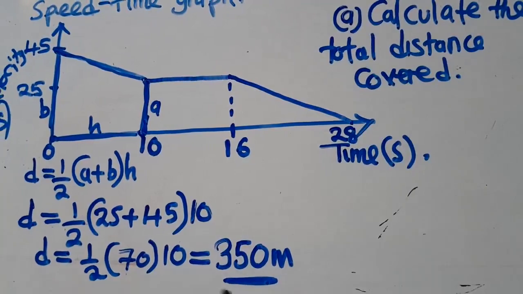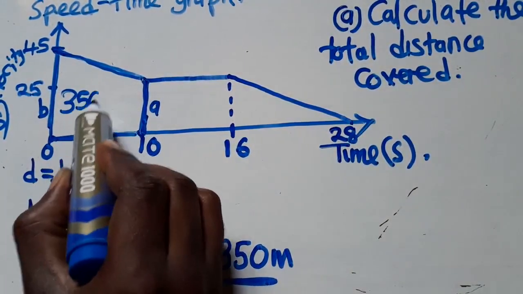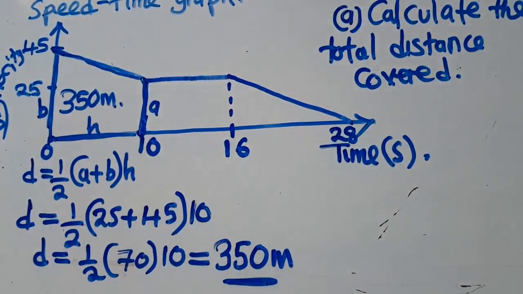This one is for which one? The first one. So we've calculated the distance there. It's 350 meters. Have you seen the way I've done all the calculations? This is how you need to do it. These are the procedures you need to follow.